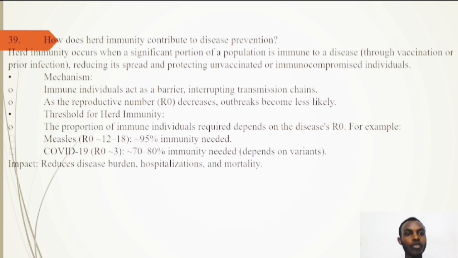The threshold for herd immunity: the proportion of immune individuals required depends on the disease. For example, measles needs a range of 12 to 18, meaning 95% immunity needed, and COVID-19 needs 70 to 80, and the immunity needed depends on variants, considering these percentages. Impact: reduced disease burden, hospitalizations, and even mortality.